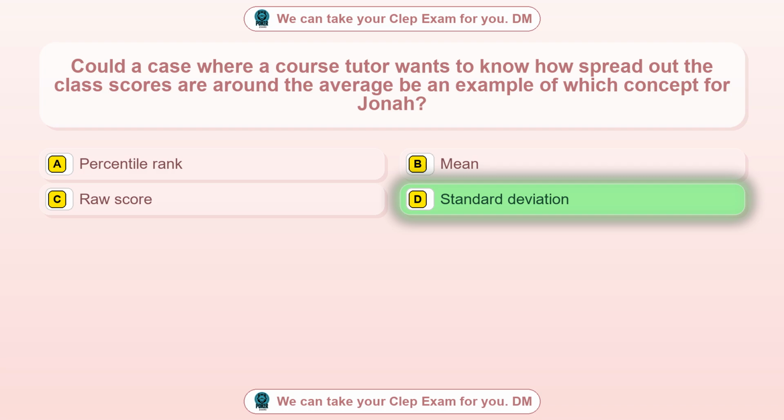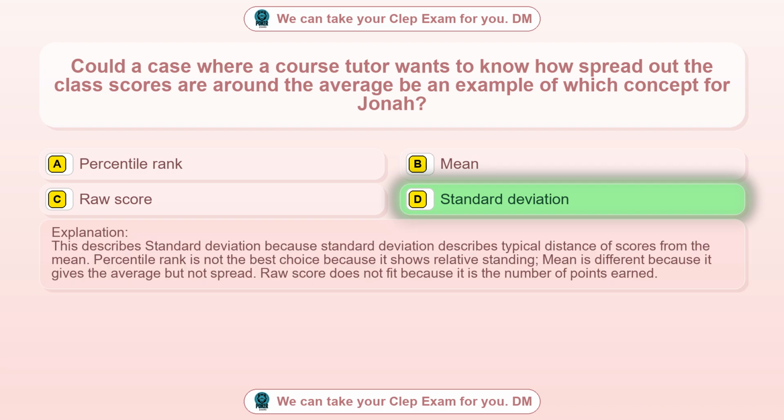Standard deviation. This describes standard deviation because standard deviation describes typical distance of scores from the mean. Percentile rank is not the best choice because it shows relative standing. Mean is different because it gives the average but not spread. Raw score does not fit because it is the number of points earned.